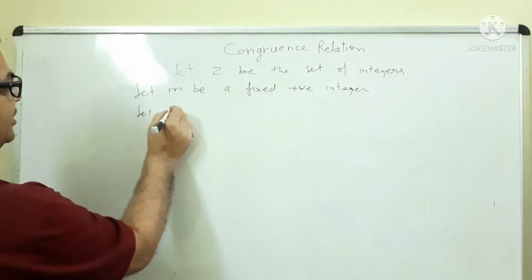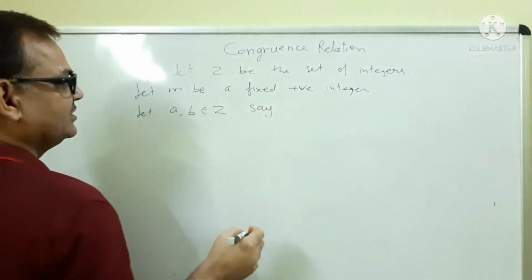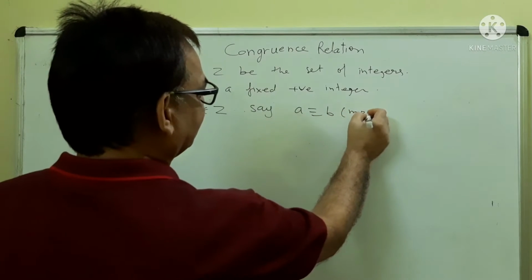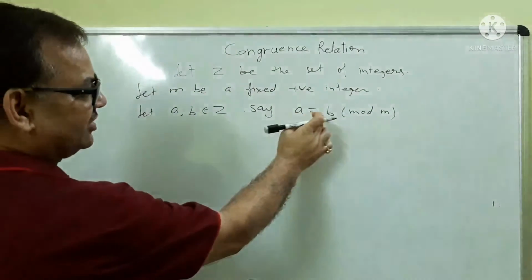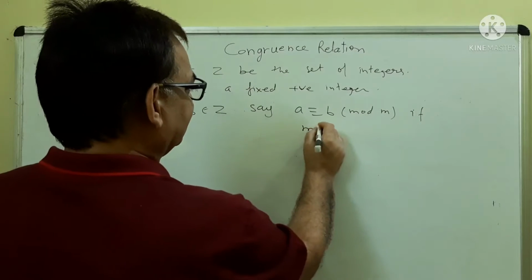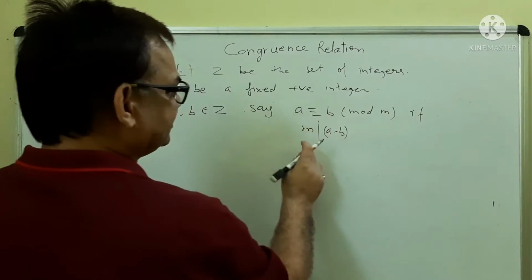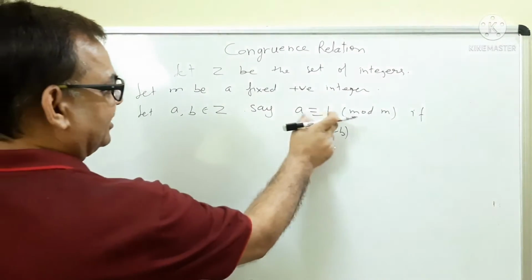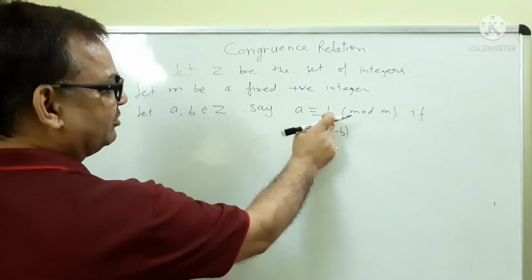Let a, b belong to Z. Say a is congruent to b mod m. This is written as this and read as a is congruent to b mod m if m divides a minus b. Vertical line is the symbol of divides. a and b are related by congruence relation if m divides a minus b, written as a is congruent to b mod m.